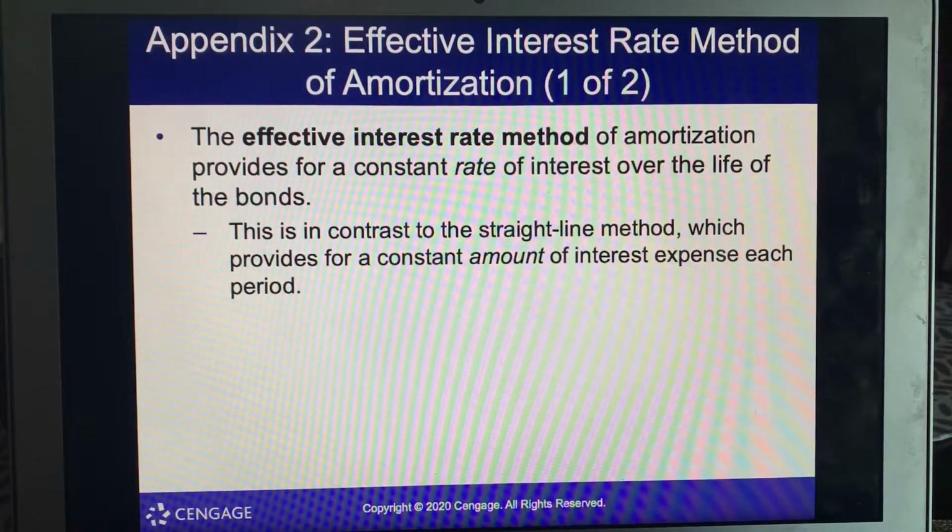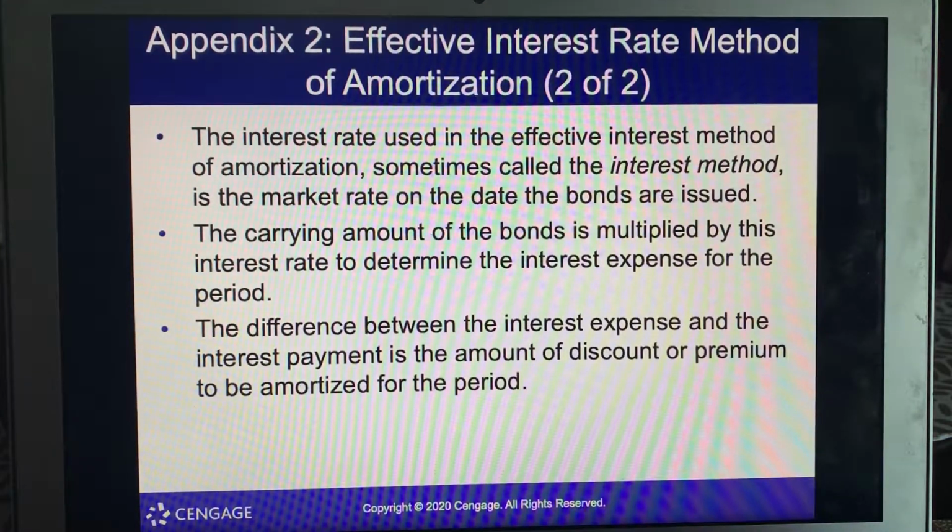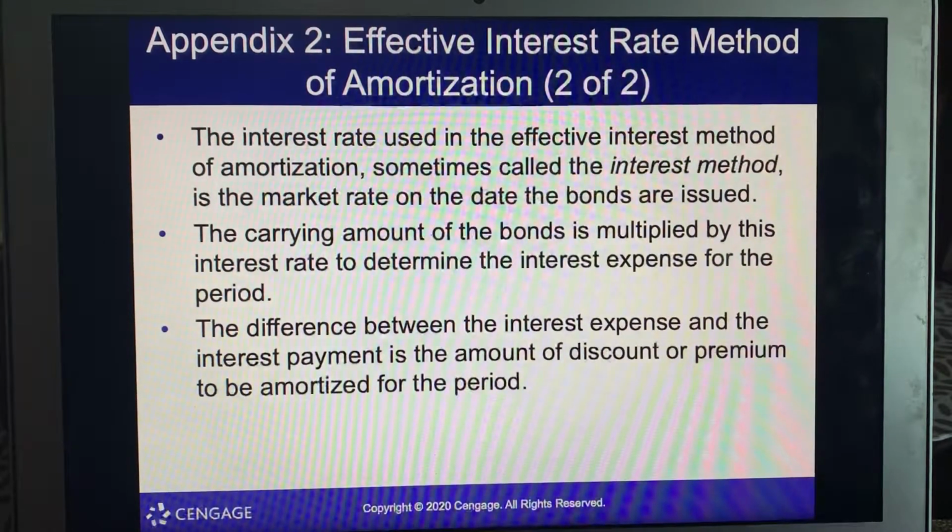Effective interest rate method. The effective interest rate method of amortization provides a constant rate of interest over the life of the bonds. This is in contrast to the straight line method, which provides for a constant amount of interest for each period. The interest rate used in the effective interest method of amortization, sometimes called the interest method, is the market rate on the date the bonds are issued.